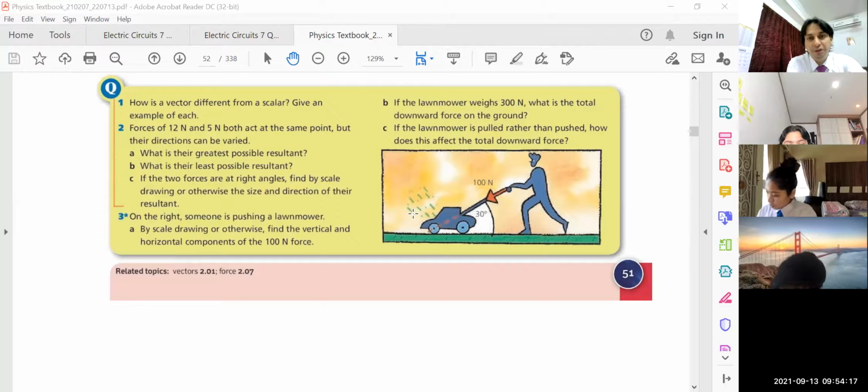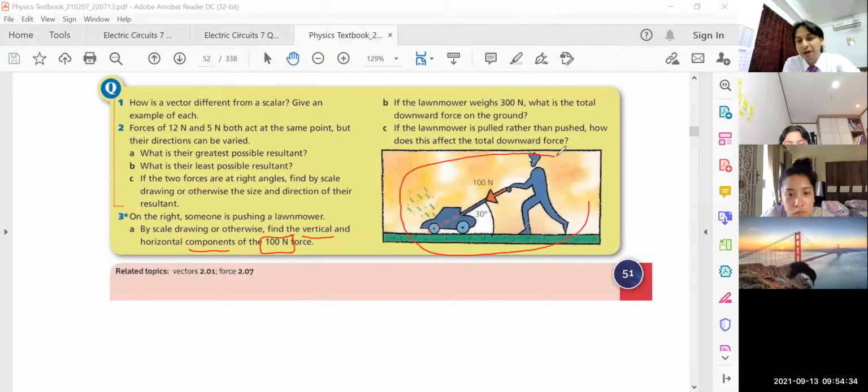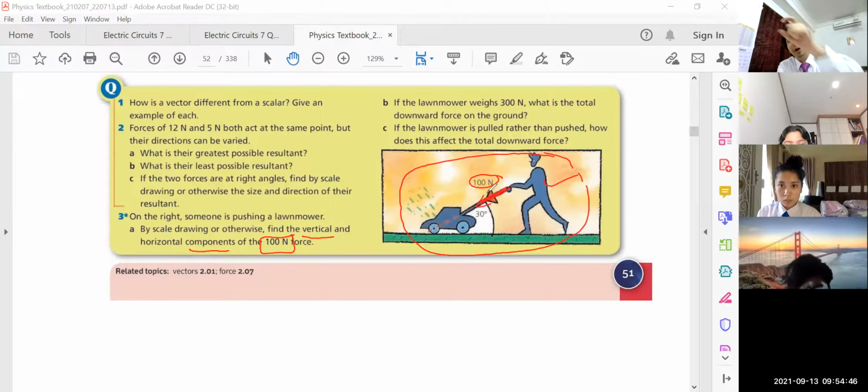You need to calculate, children. You need to calculate vertical and the horizontal component of what? Of 100 Newton force. But now, children, look at this picture. In this picture, the person is pushing the lawn mower with a force of 100 Newton, and see the direction of this force. As he's pushing, this vector is acting with an angle of 30 degree with the horizontal.